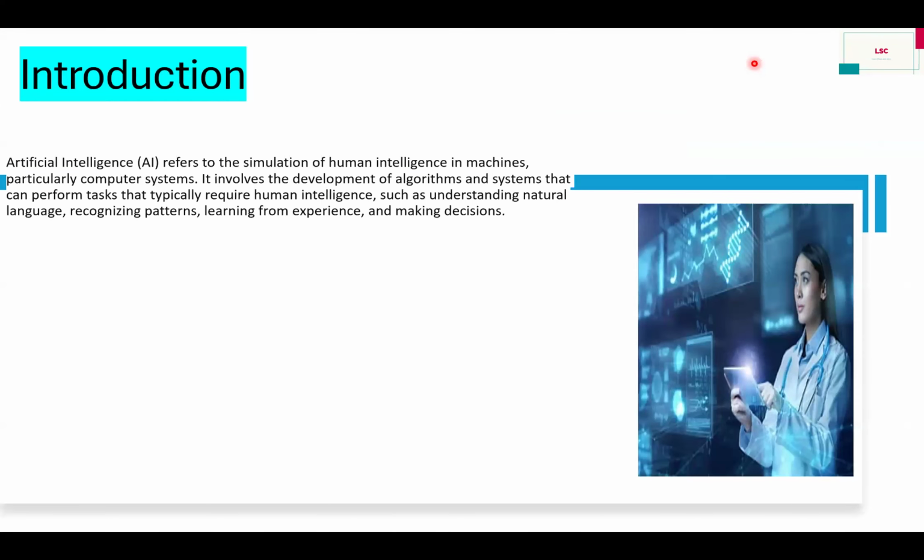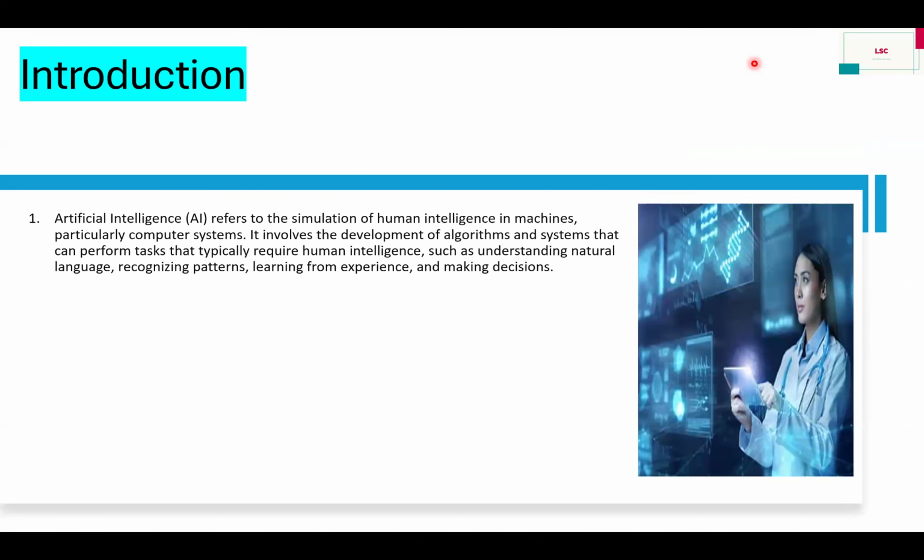First of all, what is AI? AI refers to the simulation of human intelligence in machines, particularly computer systems. It involves the development of algorithms and systems that can perform tasks that typically require human intelligence, such as understanding natural languages, recognizing patterns, learning from experience, and making decisions.